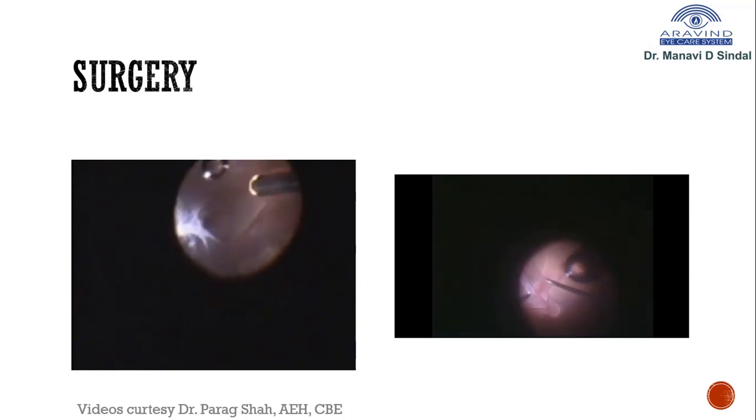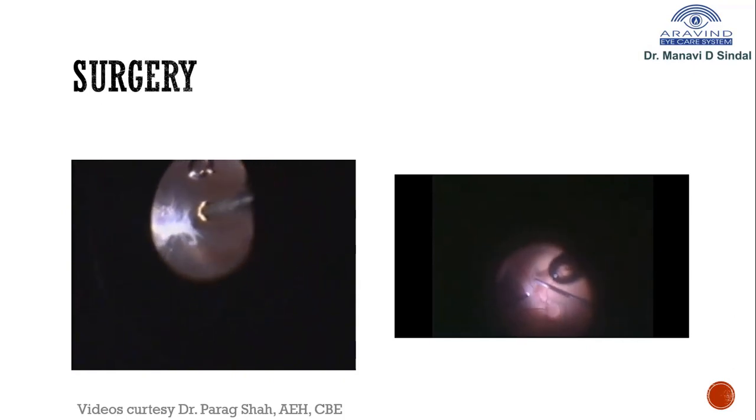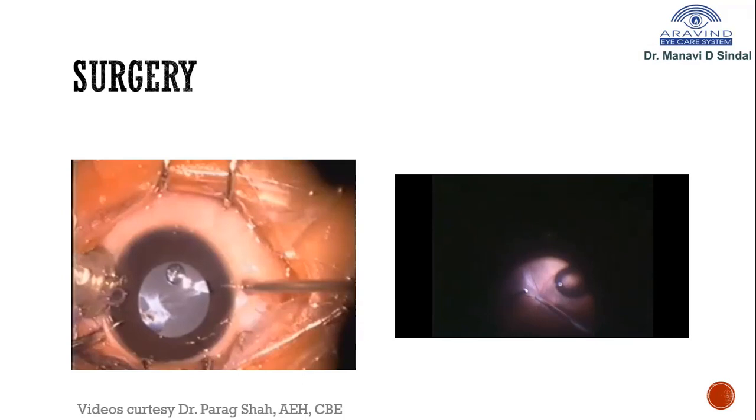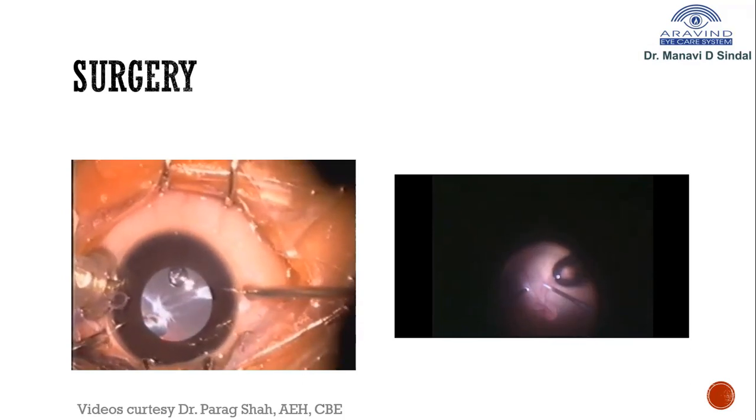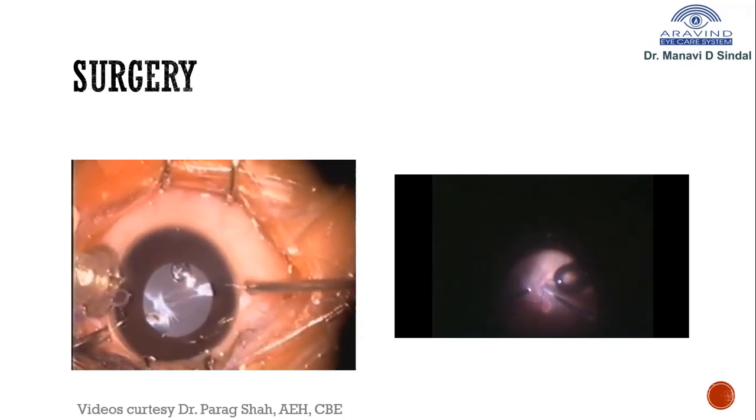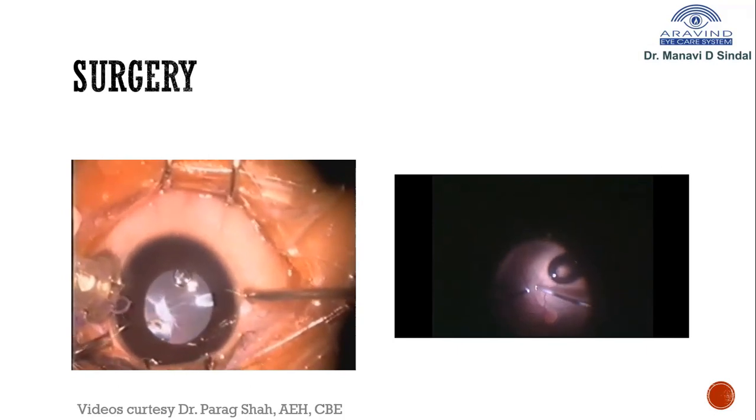There are those fibrous membranes which are connecting the retina and pulling on it. Only those are trimmed. Only the traction is relieved. And then slowly the retina is allowed to settle back, or fall back in place, on its own.